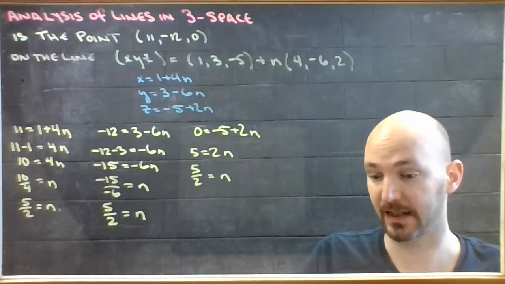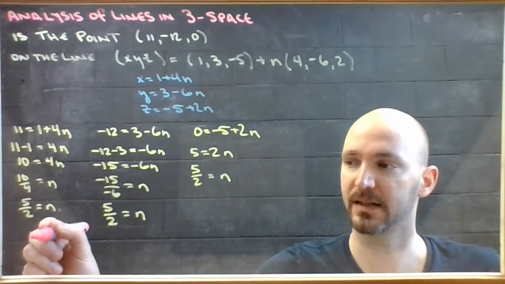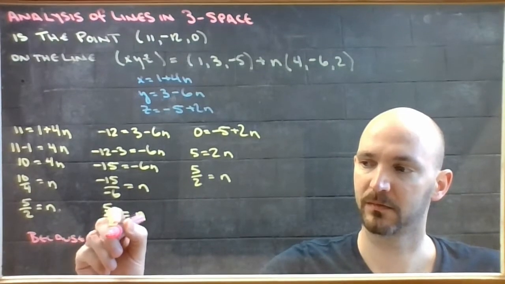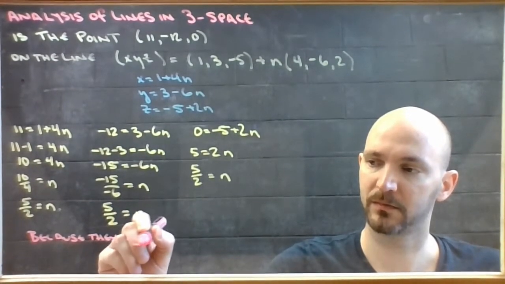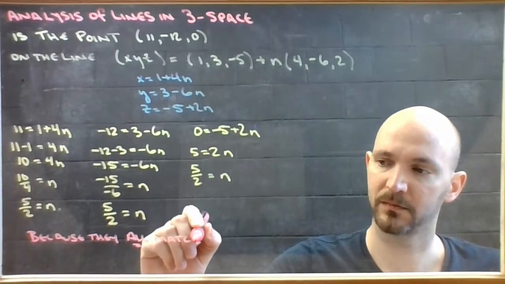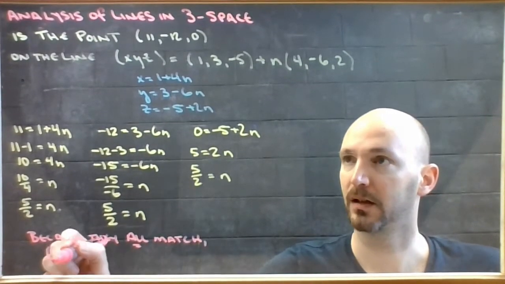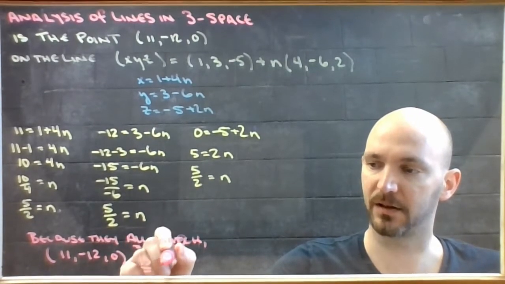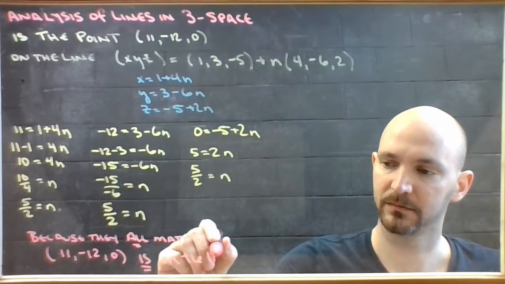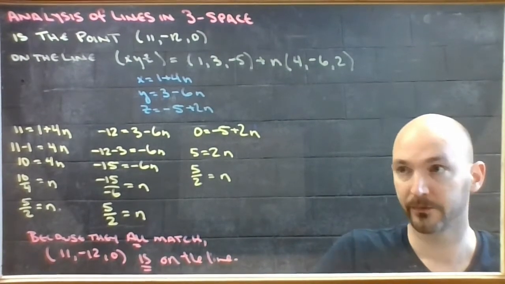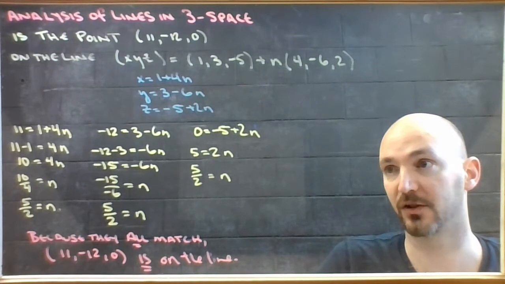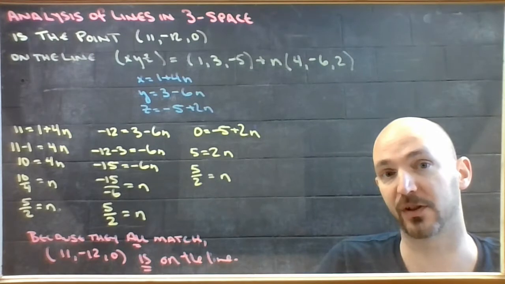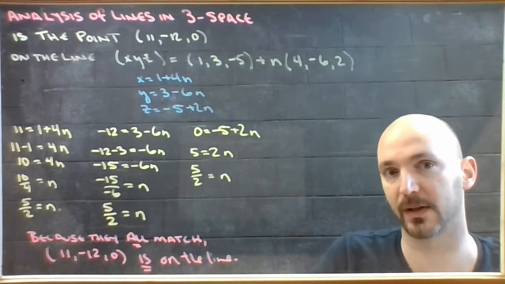So that's it. We're done the question. So because they all match, negative 12, 0 is on the line. All right, and that's it. Basically, you're just taking coordinates, popping them in, and seeing if you can find a location on that line where all 3 coordinates would happen to line up.